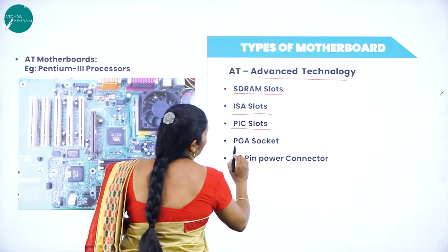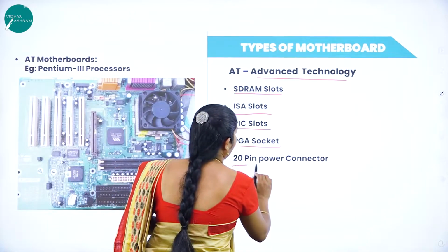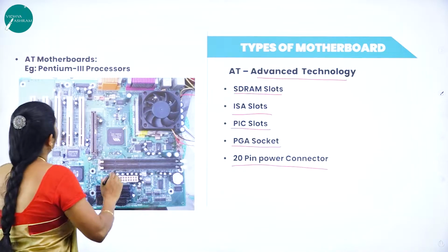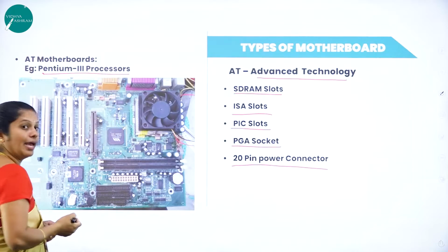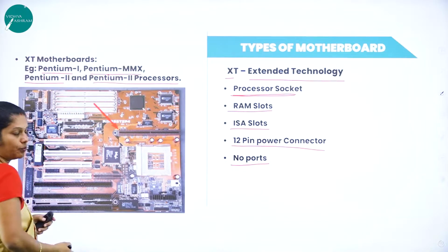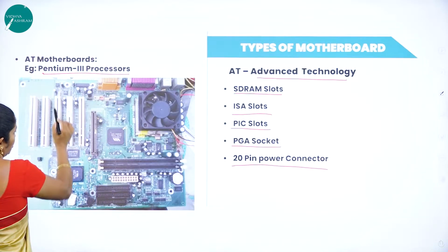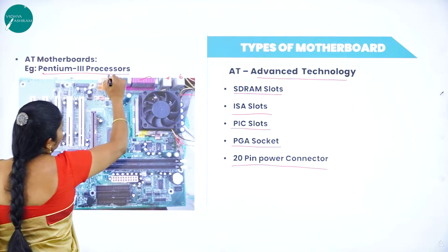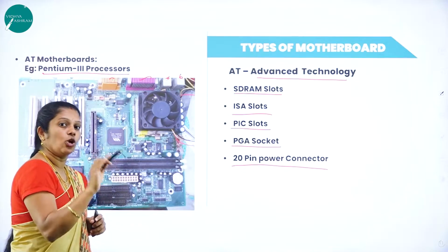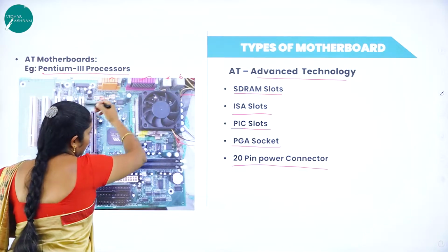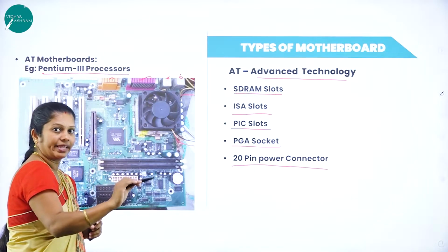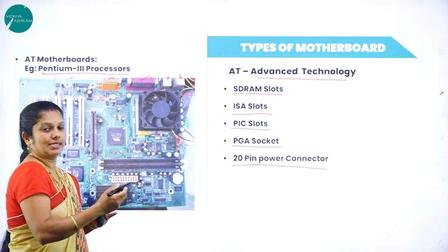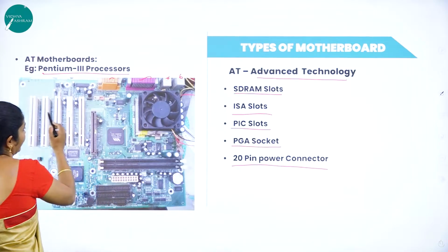PCI slots are there. PGA slots are there, as well as 20-pin power connectors. When they come to an example for AT, we have the Pentium 3 processor. Here this is Pentium 2, and here this is Pentium 3. This place is called slots, whereas the place where we insert additional devices is called ports. There is a difference between slots and ports. Slots are inside the motherboard, the place where we can insert additional devices to increase the performance capability of the system.